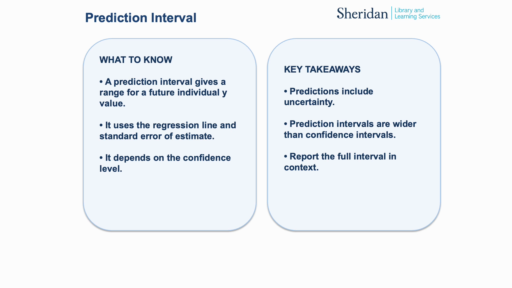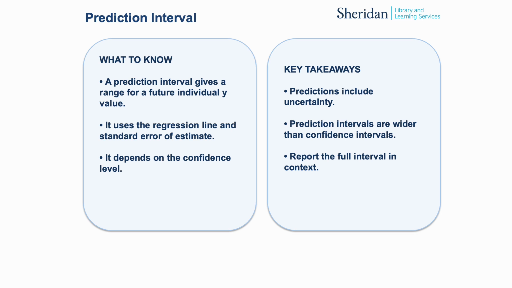And let's summarize the steps for solving a prediction interval problem. Step 1, use the regression equation to calculate the predicted value. Step 2, use the standard error and the confidence level to calculate the prediction interval. Step 3, interpret the interval in a complete sentence.